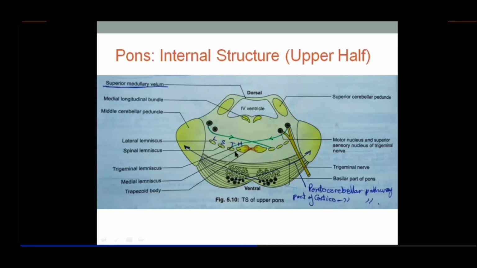Now, what about this trigeminal lemniscus? It is formed by the second order sensory neurons from the trigeminal nucleus. Now, what about the spinal lemniscus? What is the spinal lemniscus? These are the second order neurons of the lateral spinothalamic tract, and this is coming from the nucleus substantia gelatinosa. This is the second order neurons of pain and temperature.